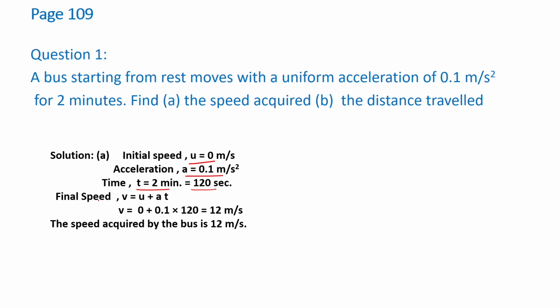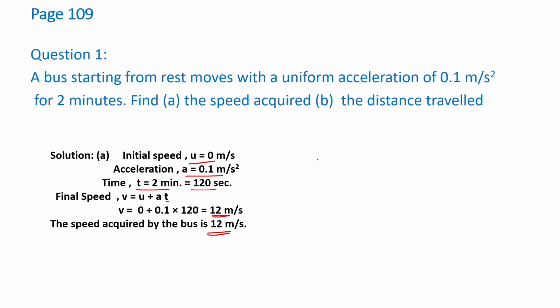We have the formula for the velocity: the final velocity is equal to the initial velocity plus acceleration multiplied by time. That is the first equation of motion. So we put the value of initial speed as 0, acceleration 0.1, and the time 120. So 0.1 into 120 gives us 12, plus 0, that is 12 meter per second. The speed acquired by the bus will be 12 meter per second.